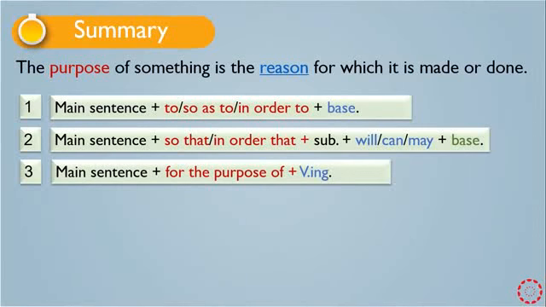And also we have the third group, which is for the purpose of. We have the main sentence, and then for the purpose of, but in this case it is a little bit different. We have verb plus ing after for the purpose of, not the base.